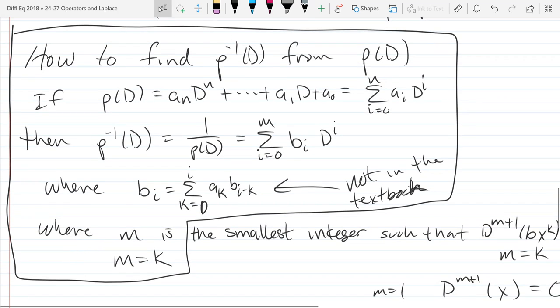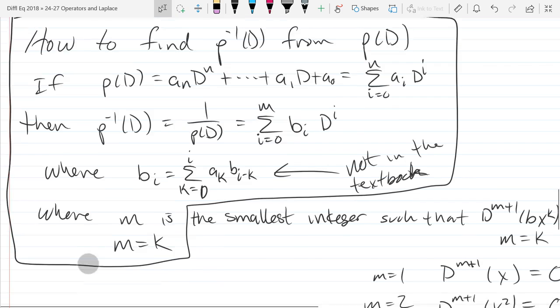So I want to warn you, that BI formula is not in your book. So you will not be able to figure this one out if you just read your textbook. They allude to it, but they don't at all show you what it is or compute it. They just act like it's trivial and move on. So this is how you get BI.